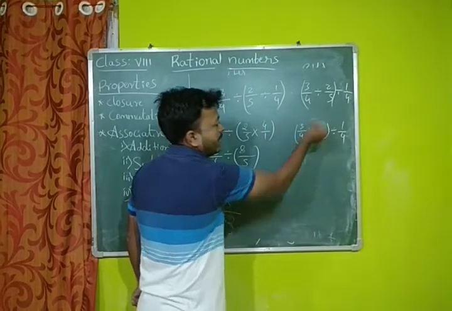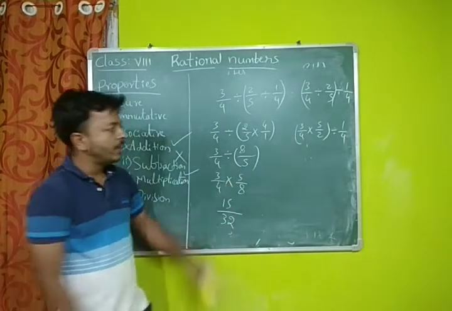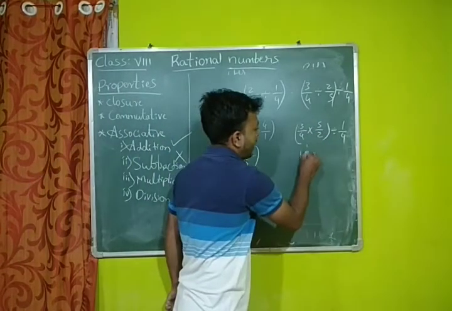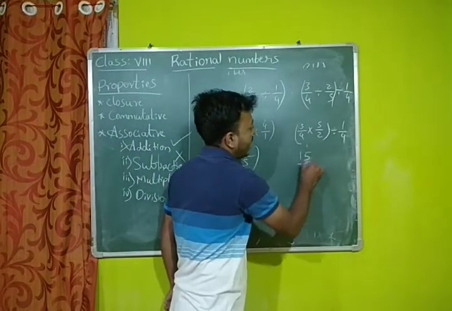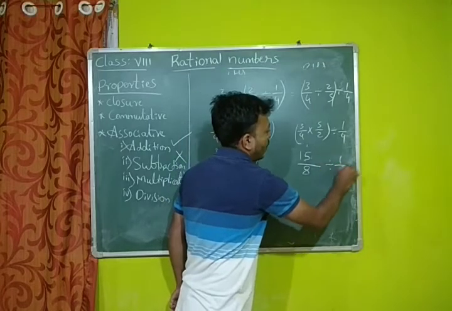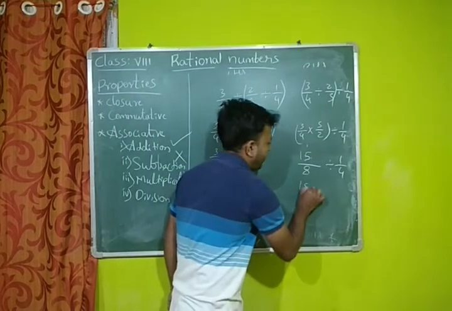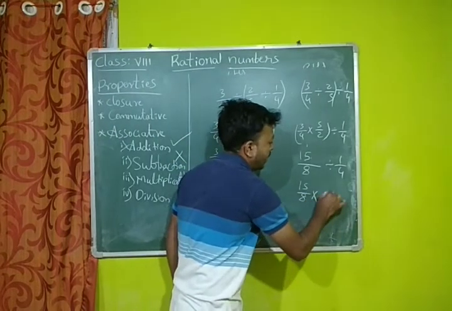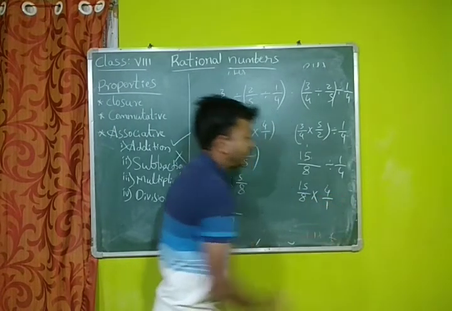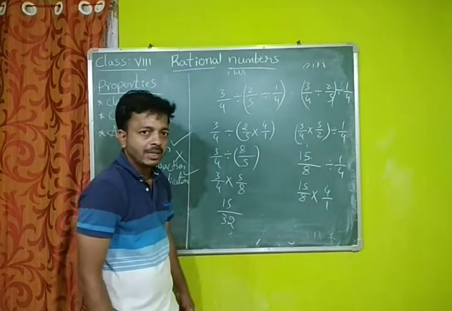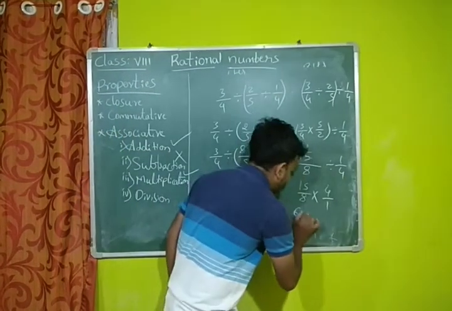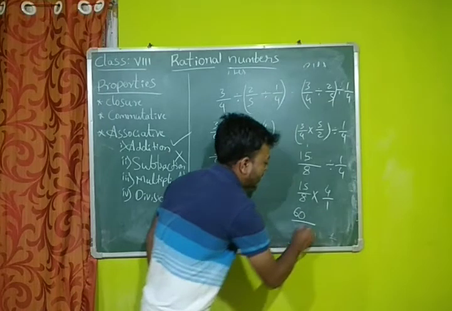Now multiply numerator to numerator and denominator to denominator. 3 5s are 15, 4 2s are 8, and divided by 1 upon 4. Now do the reciprocal: 15 by 8 multiplied by 4 upon 1. 15 4s are how much? Yes, 60. Good. 60. 8 1s are 8.